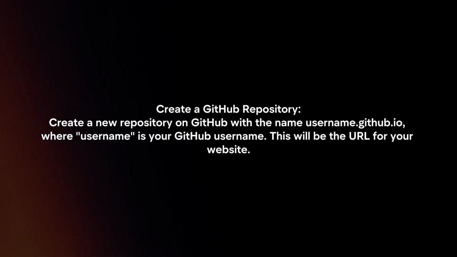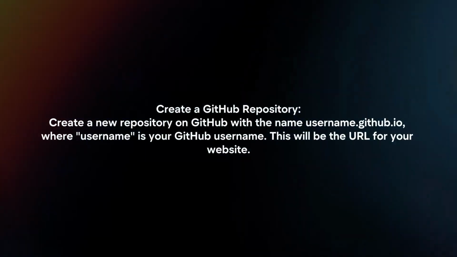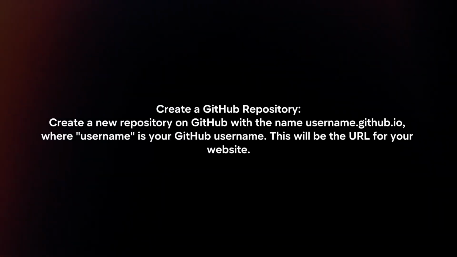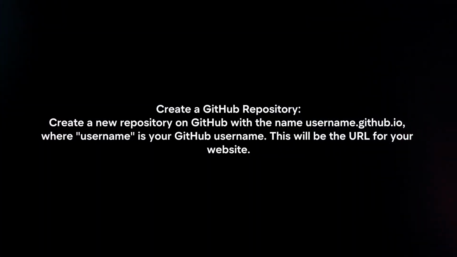Create a GitHub repository. Create a new repository on GitHub with the name username.github.io, where username is your GitHub username. This will be the URL for your website.